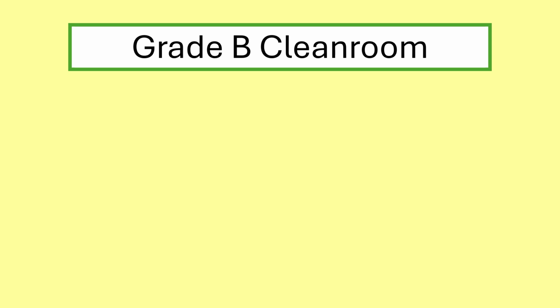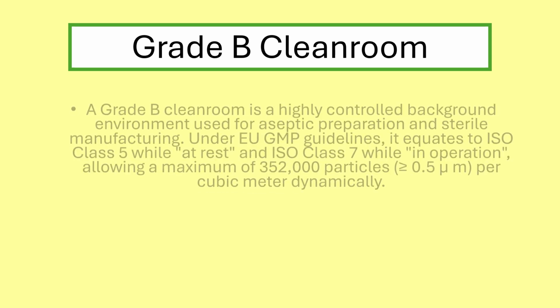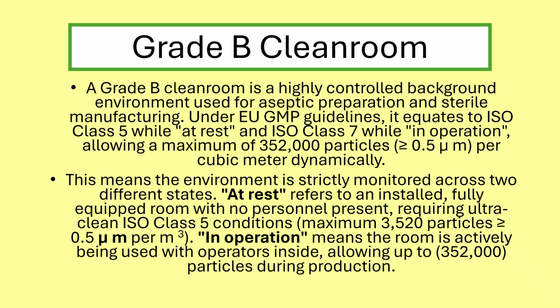Then we will discuss grade B cleanroom. A grade B cleanroom is a highly controlled background environment used for aseptic preparation and sterile manufacturing. Under EU GMP guidelines, it equates to ISO class 5 while at rest and ISO class 7 while in operation, allowing a maximum of 352,000 particles, which is greater than or equal to 0.5 micrometer per cubic meter dynamically.